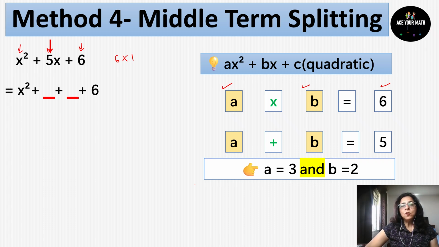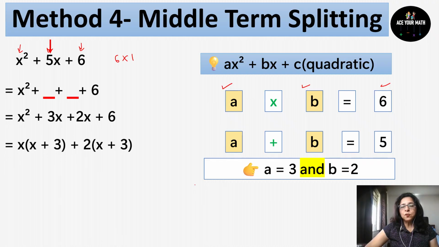Now after that, you will fill those blanks. So it is written as x square plus 3x plus 2x plus 6. So 5x is split into two parts: x square plus 3x plus 2x plus 6. Now you can use the common factor method.